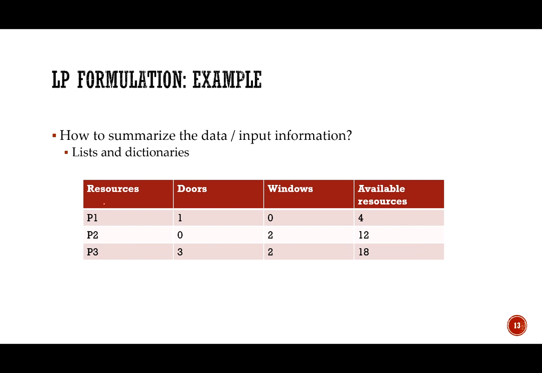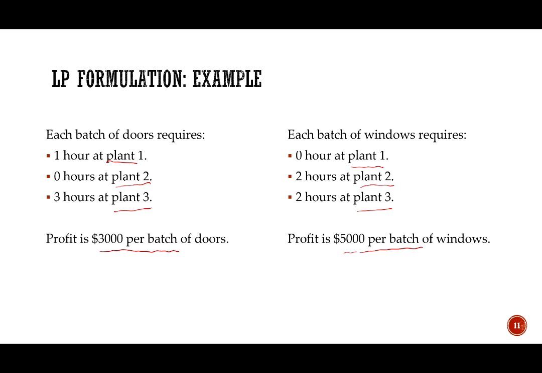In our table, the columns represent decision variables or activities. In this example, we have 2 types of activities, producing doors and windows. And each row represents a resource. So here we have 3 plants, so we have 3 resources. In order to produce one batch of doors, we need 1 hour at plant 1, 0 hours at plant 2, and 3 hours at plant 3. And this is coming from this information, 1, 0, 3.